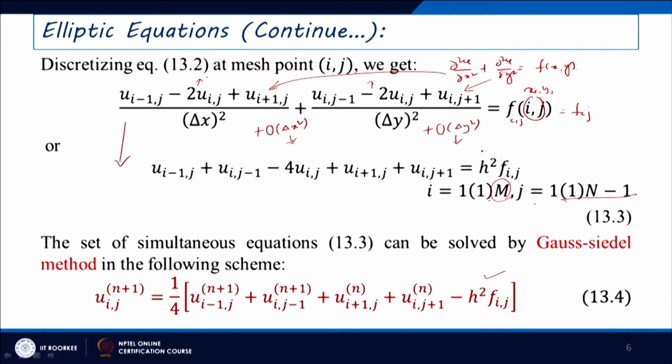So the complete form of this equation can be written as u_ij at n plus 1 equals 1 by 4 into u_(i-1) j at the n plus 1th level plus u_i (j-1) at the n plus 1th level plus u_(i+1) j at the nth level plus u_i (j+1) at the nth level. And this f_ij value, that is nothing but f of x_i y_j, can be taken from the original equation, and we can directly put the values over here.